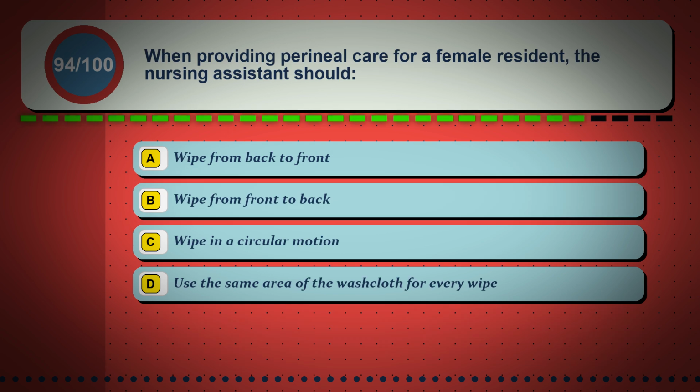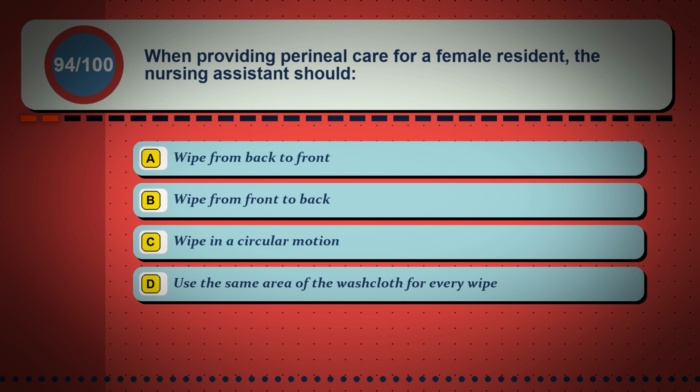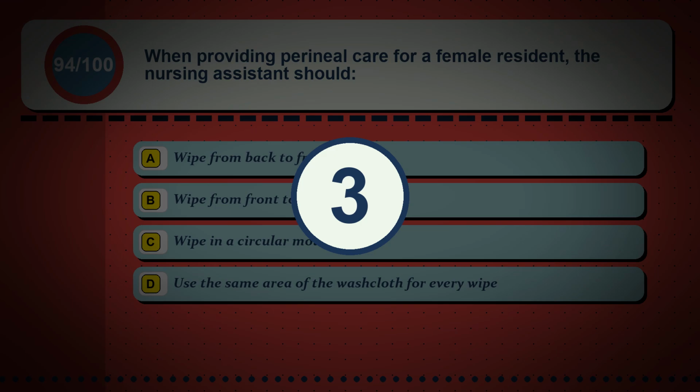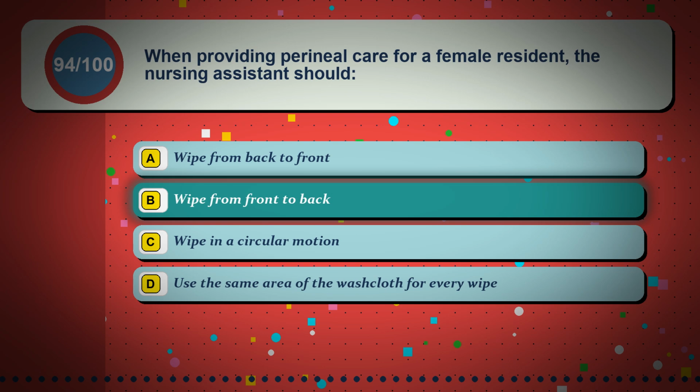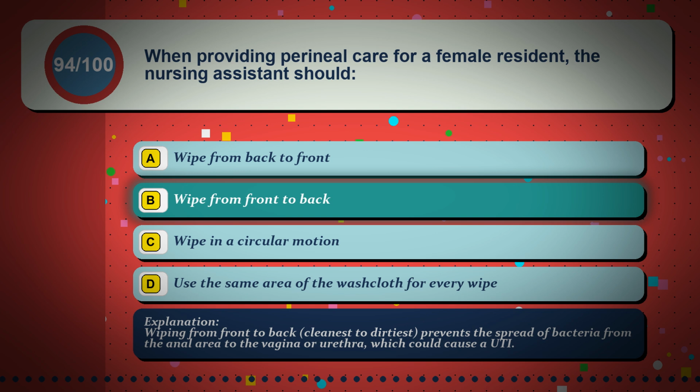Question 94. When providing perineal care for a female resident, the nursing assistant should: Option A, wipe from back to front. Option B, wipe from front to back. Option C, wipe in a circular motion. Option D, use the same area of the washcloth for every wipe. The correct answer is option B, wipe from front to back. Wiping from front to back, cleanest to dirtiest, prevents the spread of bacteria from the anal area to the vagina or urethra, which could cause a UTI.